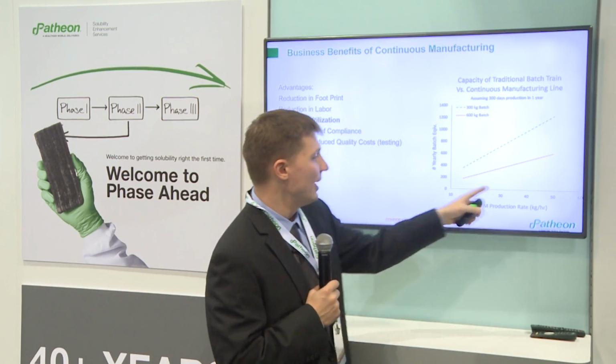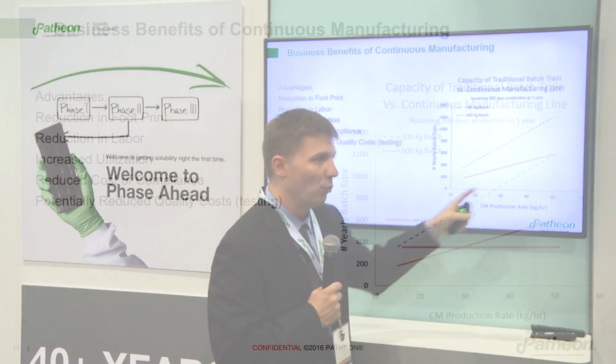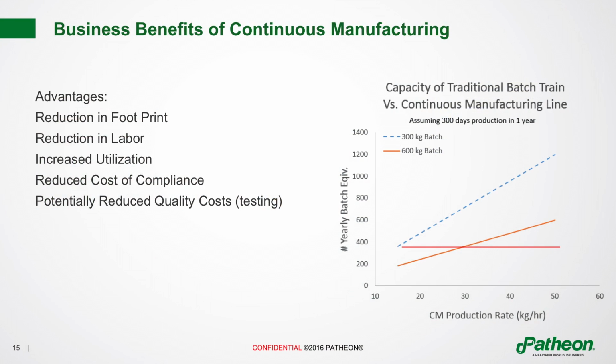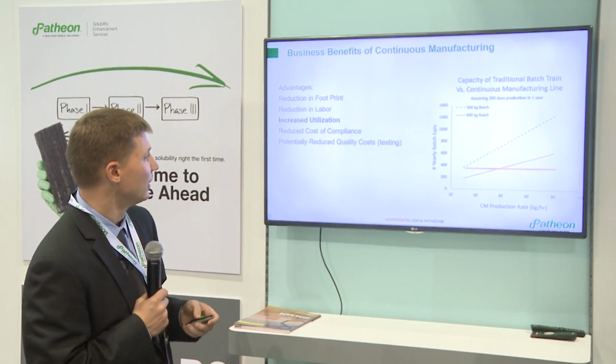If we look at the high end of our production rate, which our rate will be somewhere in there, it becomes a real powerhouse. I mean, that's when we're talking about being able to go 600 kg batches in a year, or it's about 1,200 300 kg batches in a year.